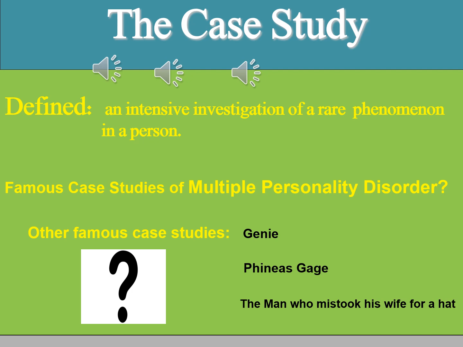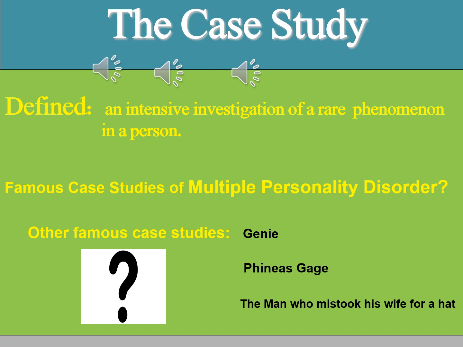Many of psychology's most famous case studies are on the topic of multiple personality disorder. Can you think of any of these? Take a moment. Sybil is probably the most famous one. It was written, of course, and then became a movie with Sally Field. She was Oscar nominated for it.